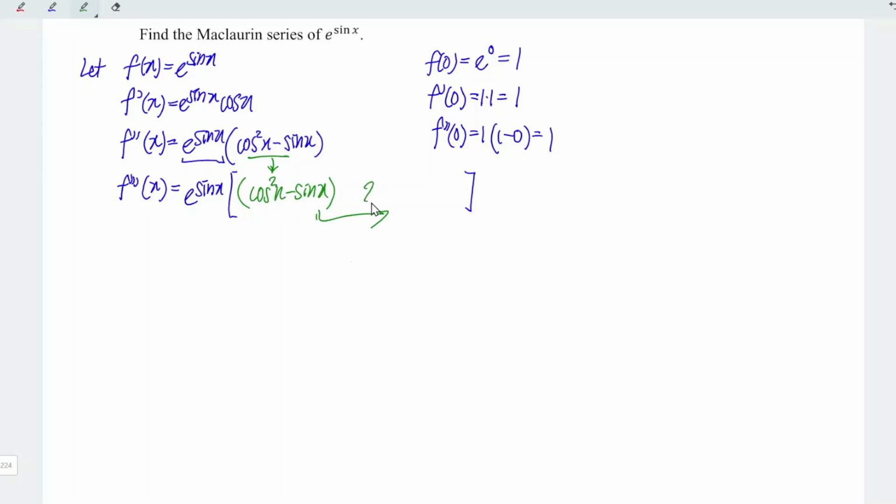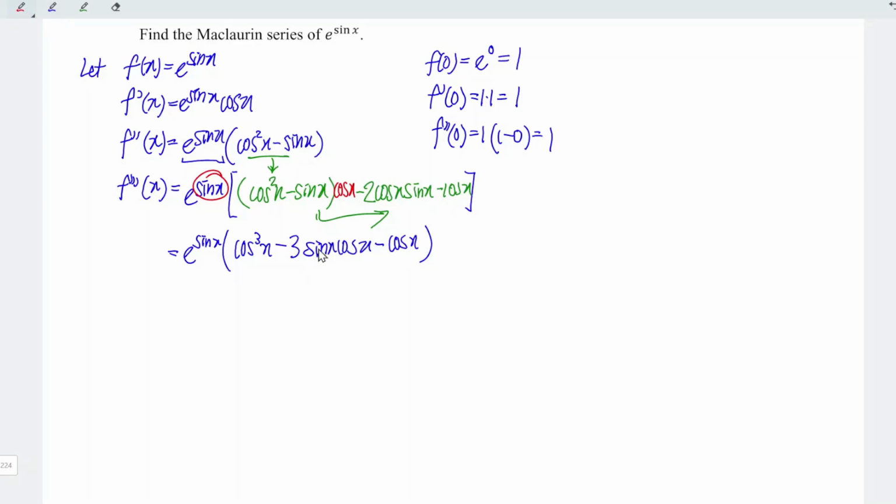Differentiate cos squared x. Power bring down, we have 2. Power lose 1, 2 minus 1 is 1, which means that we have cos to the power 1 x, or simply cos x. Differentiate cos is negative sine. Differentiate negative sine x, we obtain negative cos x. Don't forget to obtain the derivative of the power, so we have cos x here. Simplify, we should obtain e to the power sine x times (cos squared x times cos x, which is cos cubed x, minus sine x times cos x, minus 2 cos x sine x, which is negative 3 sine x times cos x. Lastly, minus cos x).